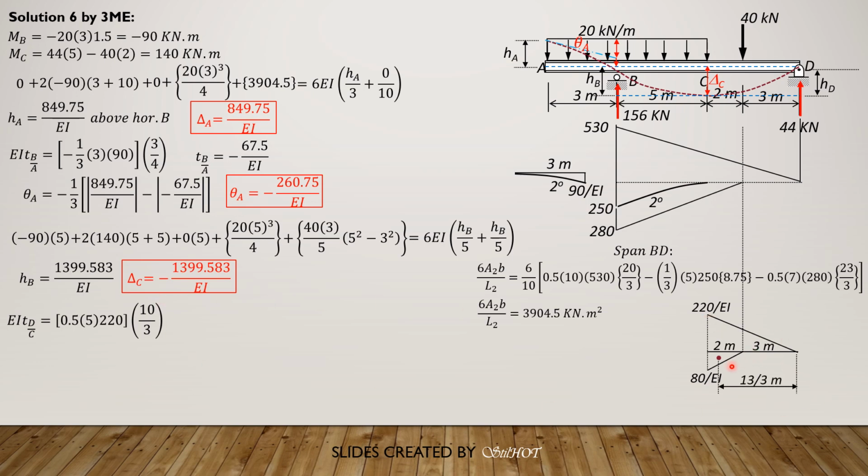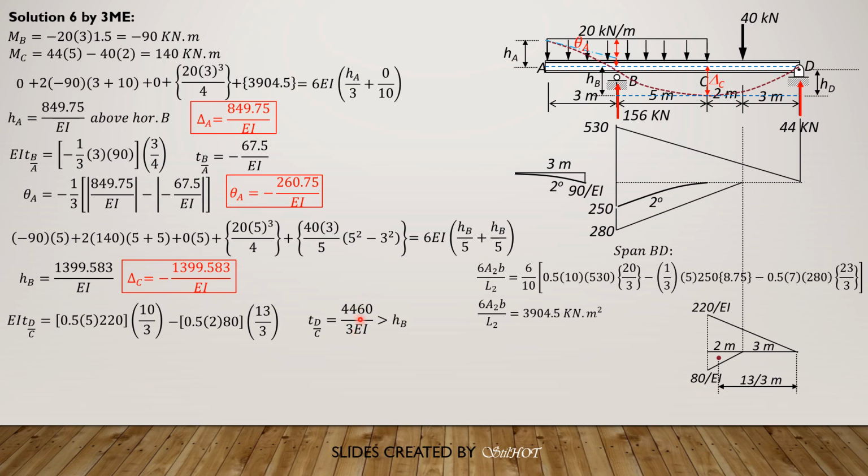So EI times deviation of D relative to C equals 0.5 of 5 times 220 over EI times 2/3 of 5, 10/3, minus 1/2 or 0.5 of 2 times 80. The moment arm is 5 minus 2/3, which is 13 over 3. So minus 0.5 of 2 times 80 over EI times 13 over 3. So deviation of D relative to C is equal to 4460 over 3.